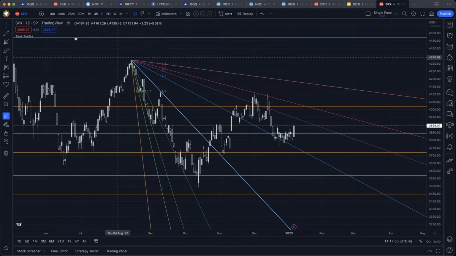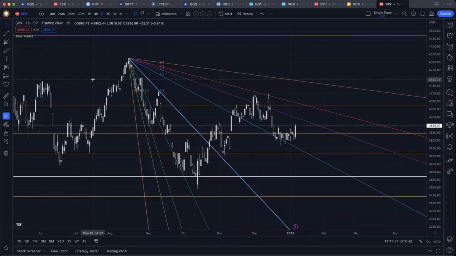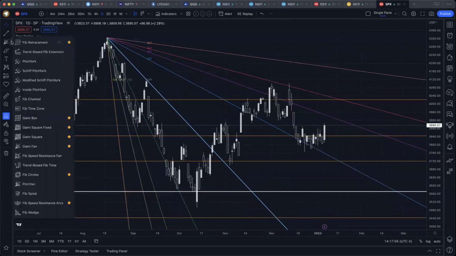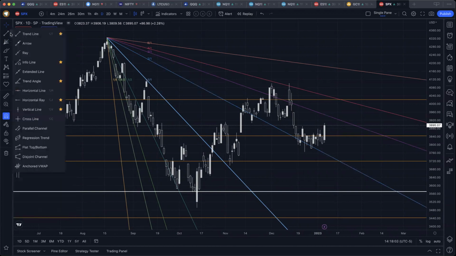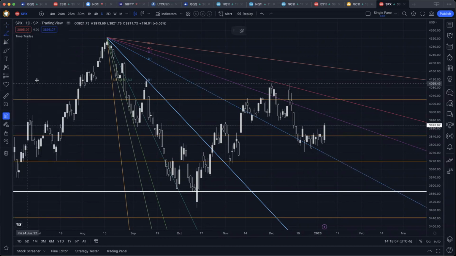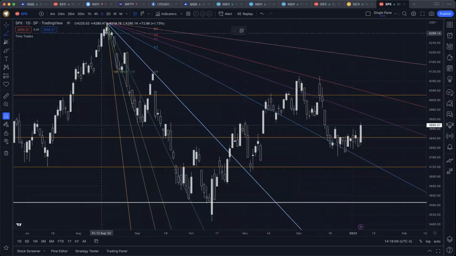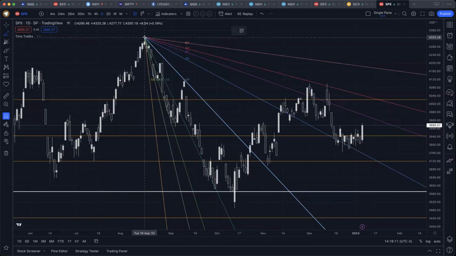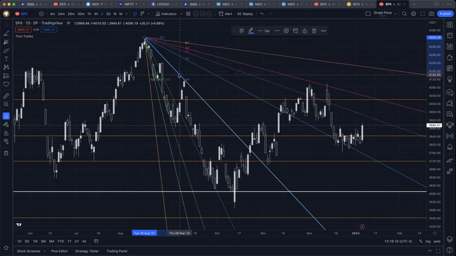Now that we've got this established, what we want to do here is measure this angle. So we are going to find our angle measurement tool. Where is it? Trend angle. Okay, so we've got this squared, and we're going to anchor the angle measurement tool to the top, and we're going to align it right to there, and that is 47 degrees.